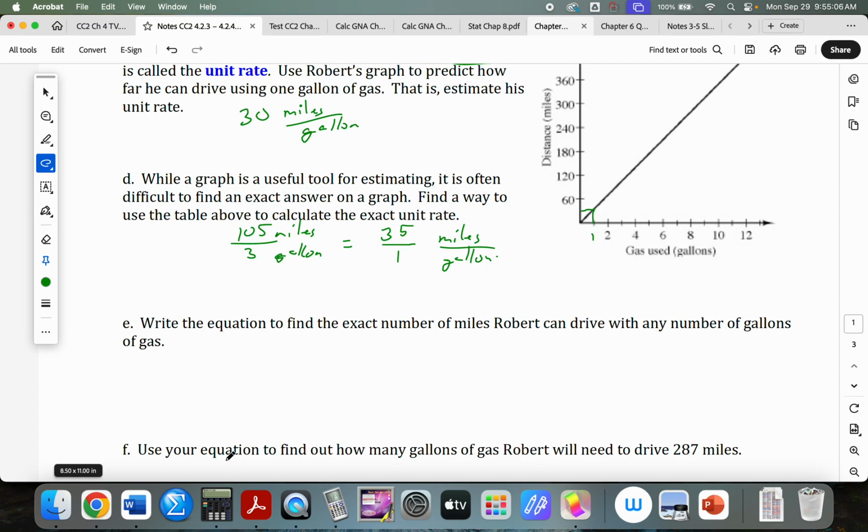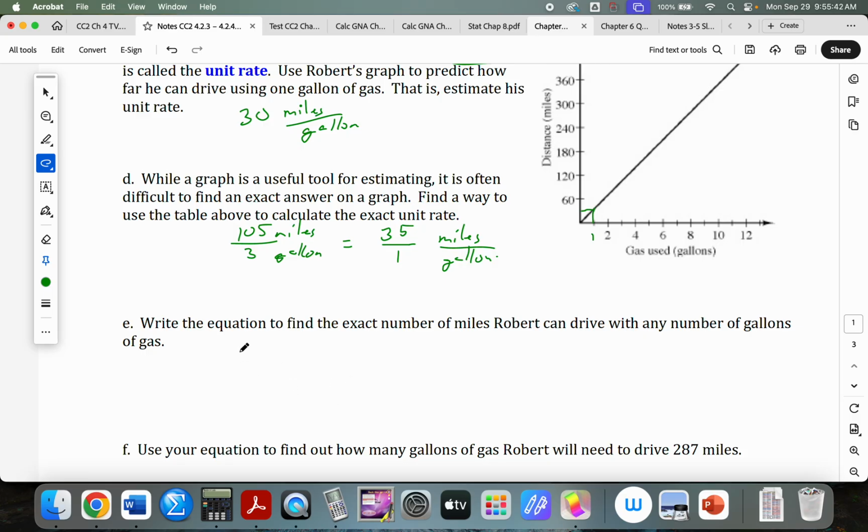So the equation to find the exact number of miles Robert can drive with any number of gallons, because this is an algebra class, algebra classes tend to do everything in X and Y's. I'm not, strictly speaking, an algebra guy. I'm more geometry, calculus, statistics. I use representative variables. Using X and Y for everything doesn't make any sense to me.